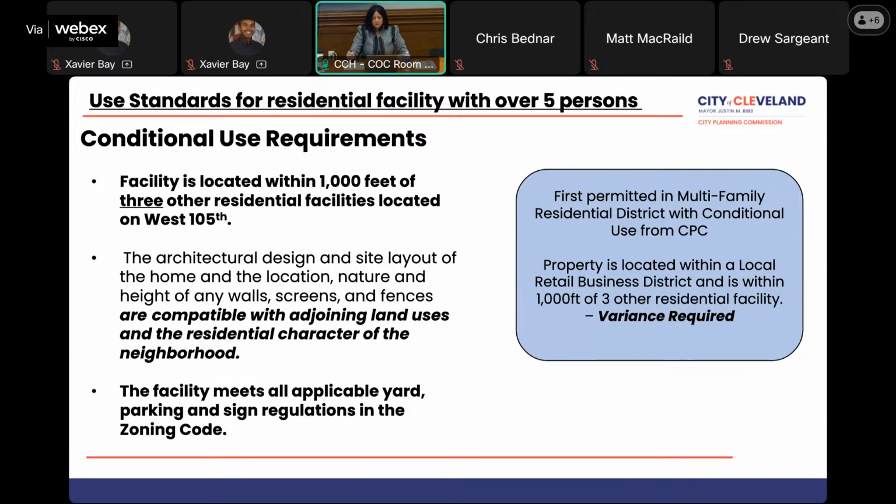Last note I wanted to make was that we did have communication from the councilman in this area, Councilman Kelly, and I think his representative showed up here. They are in opposition of this proposed facility.